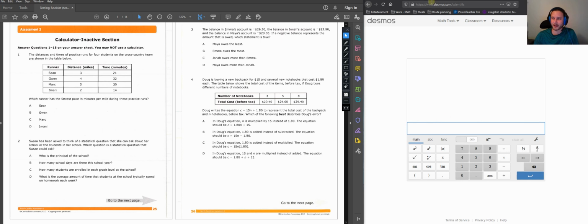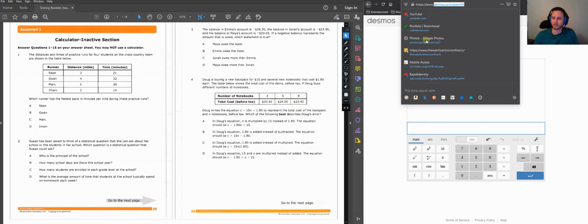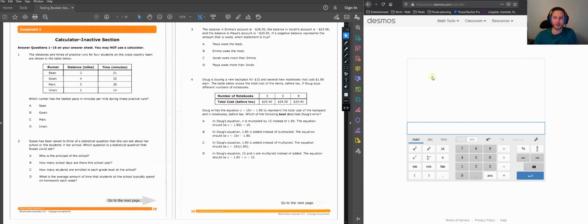I have my desmos.com/scientific set up over here, so we are ready to go. This is the calculator that will pop up on your screen during the EOG. So, if you want to get familiar with how to use it, go ahead and make sure you have this open in another tab. So, we'll get started.